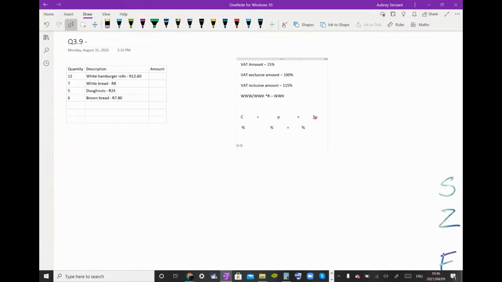Then we move to question 3.9 II or B. It says study the following cash slip carefully and answer the questions that follow. For A, they're asking, what is the total amount due according to the cash slip? What is the total amount that must be paid according to the cash slip?